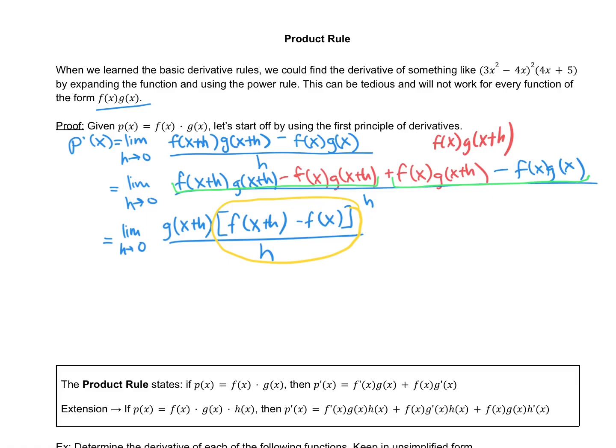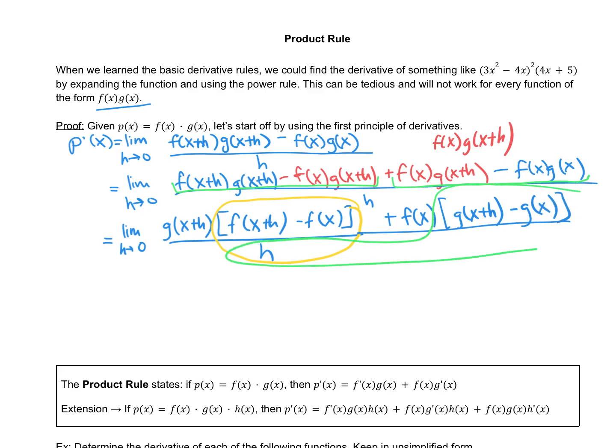Oops, sorry. Should keep it a single fraction here. I'm getting ahead of myself. And in the second pair, I'm going to factor out an f at x. So that I'm left with g of x plus h minus g of x. And here as well, it looks like a nice first principles.